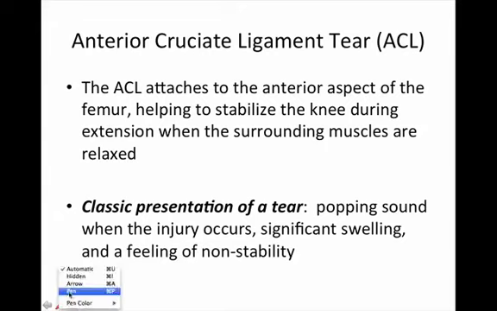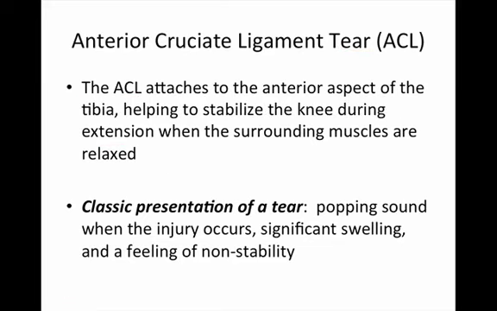So the ACL. Okay, a tear of the ACL is a common injury. Okay, so we said the ACL attaches to the anterior aspect of the tibia, and the posterior aspect of the femur. It stabilizes the knee during extension when the surrounding muscles are relaxed.